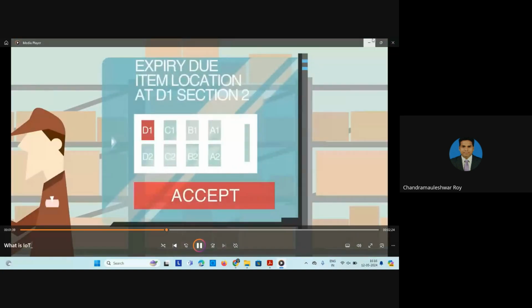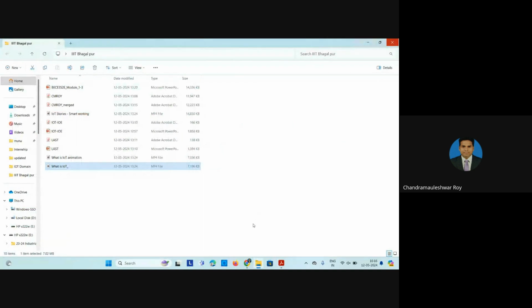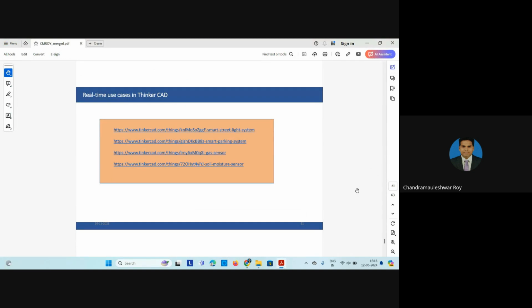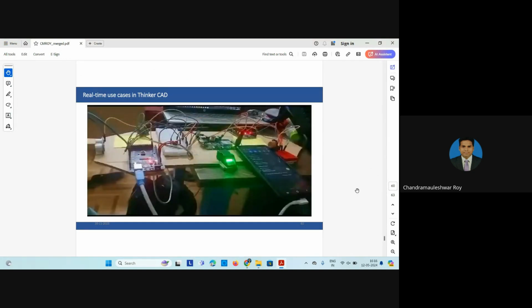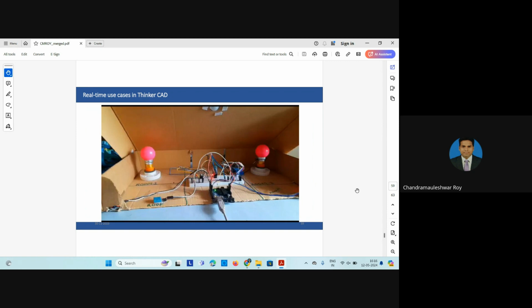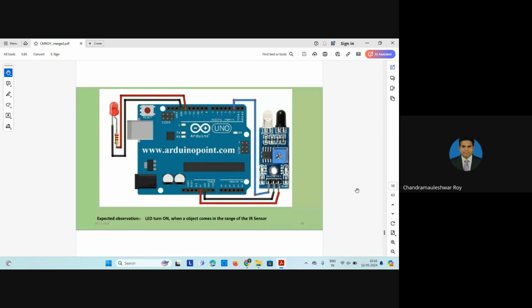So like this, you can make smart healthcare using IoT. These are projects our students designed using Tinkercad. Even hardware you can design. Here an Arduino board is required, and a breadboard you can also use for proper connections. Here you can see one project our student designed. This is a real time use case in Tinkercad. There are so many projects.